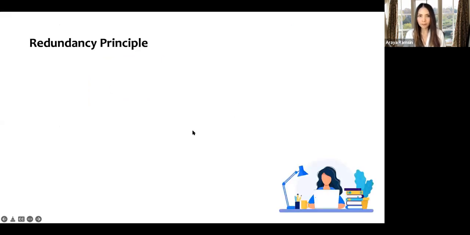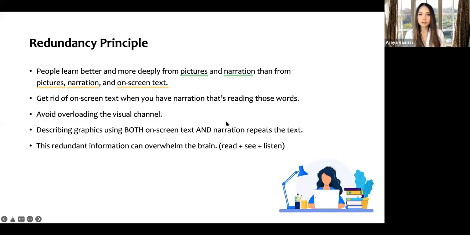I'm going to talk briefly about my study so you can have a clearer picture of what quasi-experimental research can look like. My study was based on the cognitive theory of multimedia learning by Richard Mayer. Let me show you briefly what the redundancy principle is so you can understand my study better. Based on this principle, people learn better and more deeply from pictures and narration than from pictures, narration, and on-screen text. So having two is better than having all three.